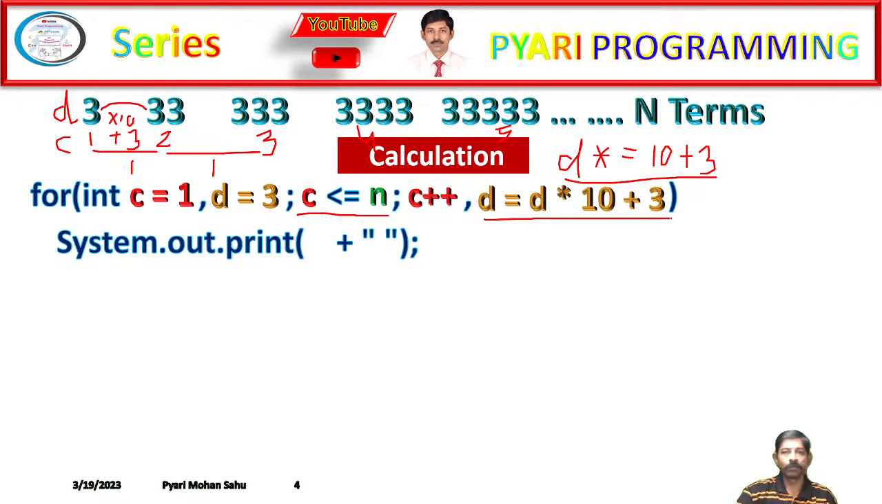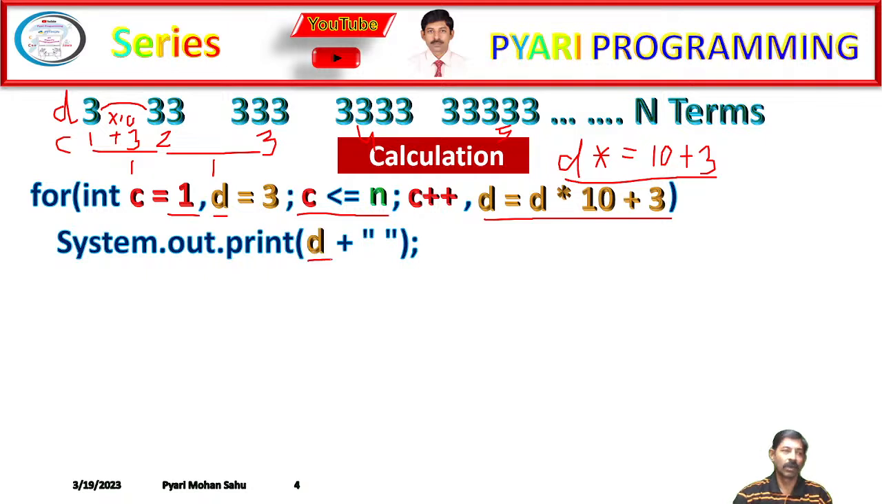Okay, now after that what should I display? If I am displaying C, it will display me 1 2 3 4 5 6 like this. But if I am displaying D, it will display 3. Next time 3 into 10 is your 30 plus 3 is your 33. 333 it will display. So that's why here I will display D.